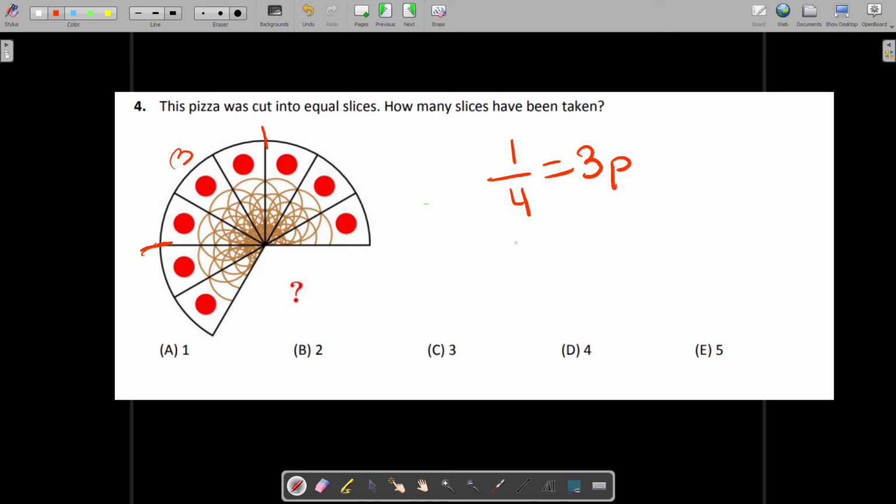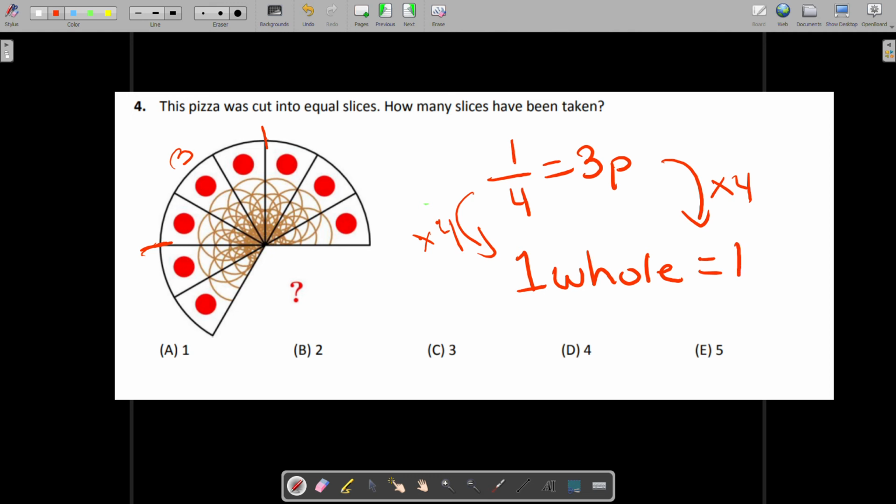Now, if we multiply by 4 to get one whole pizza, we can see that since we multiplied here by 4, we will have to do the same thing here. So you'll multiply by 4, and you get one whole pizza has 12 pieces in it.